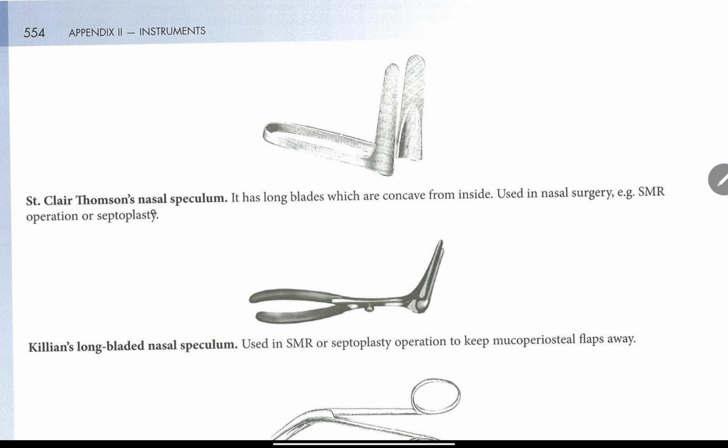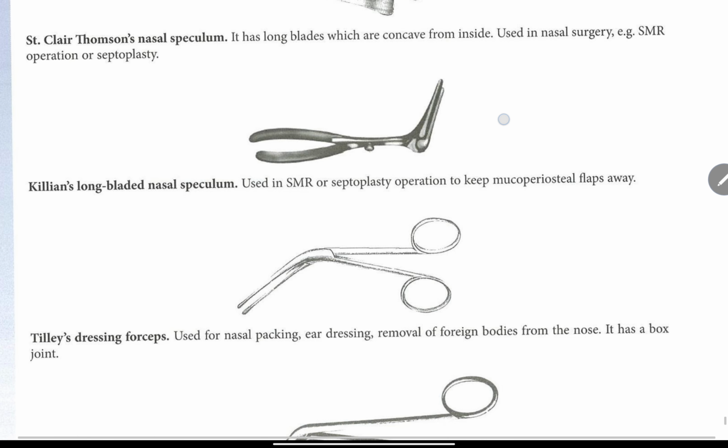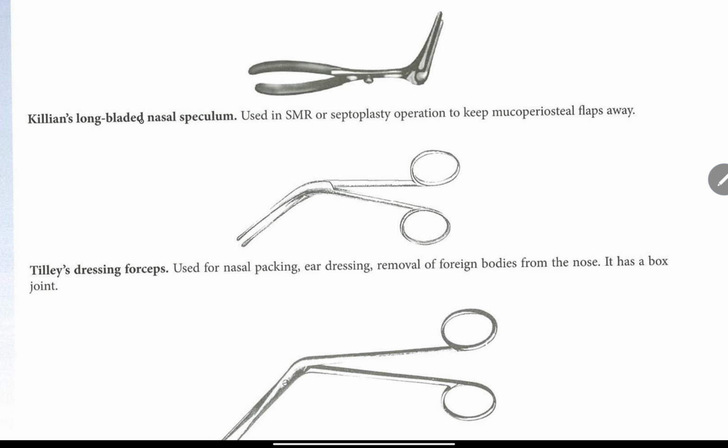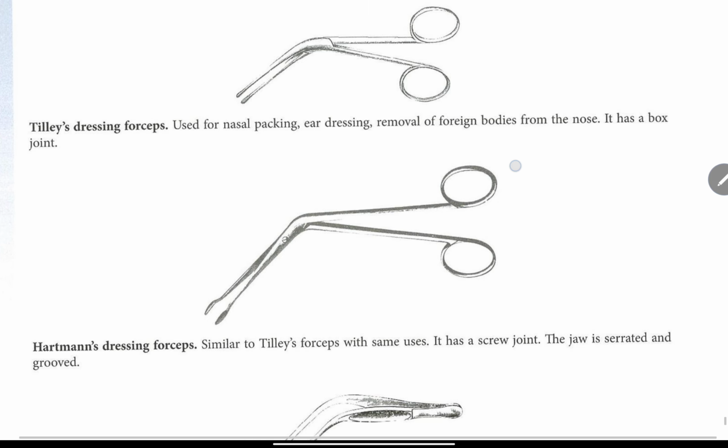St. Clair Thomson's nasal speculum. It has long blades which are curved from inside, used in nasal surgery, for example SMR operation or septoplasty. Killian's long bladed nasal speculum is used in SMR or septoplasty operation to keep mucoperiosteal flaps away. Tilley's dressing forceps is used for nasal packing, ear dressing, and removal of foreign bodies from the nose. It has a box joint.